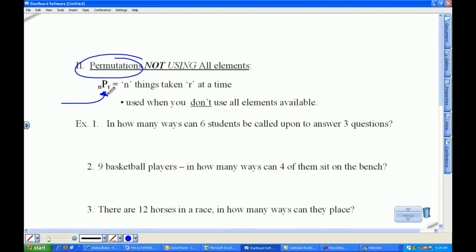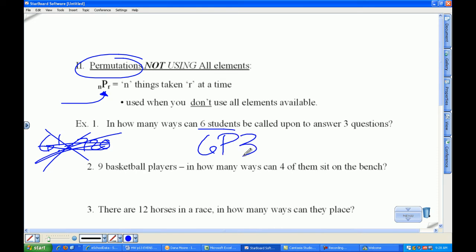We are going to use that symbol if we do not want to use every single element up. If I was going to put all 6 students in a line here, that would be 6 factorial, which we saw earlier is 720. I can't use that though, because I don't want 6 students to go up to the board. I want 3 students. So nPr, n things taken r at a time. We read this as 6 pick 3.